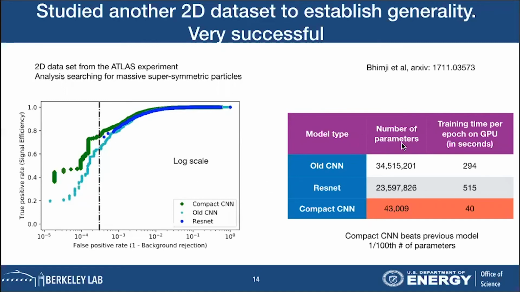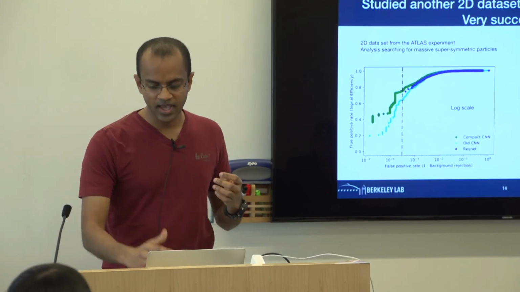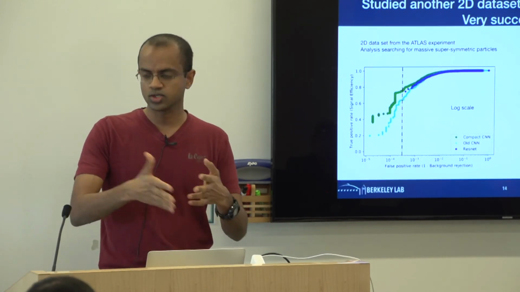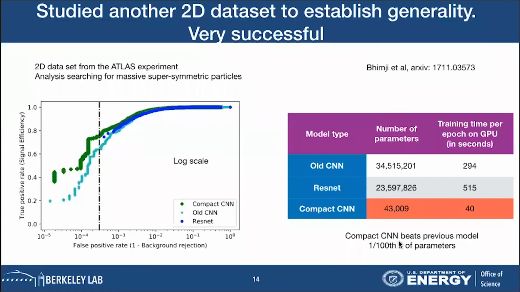If you look at this table, you can see in the first column the number of parameters. The old CNN has 34 million parameters, which is a lot. And our best model, the compact CNN, has only 43,000. So it is significantly better. It's almost a thousand times fewer, significantly better in terms of number of parameters. And also the training time for this model is significantly lesser than the other two. So even here we find that these stacked CNNs do surprisingly well.